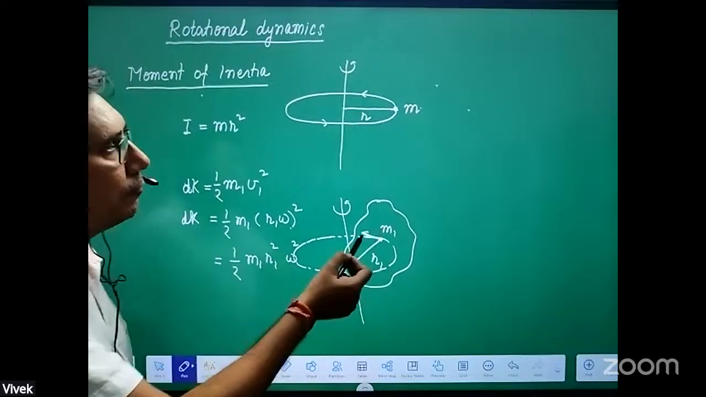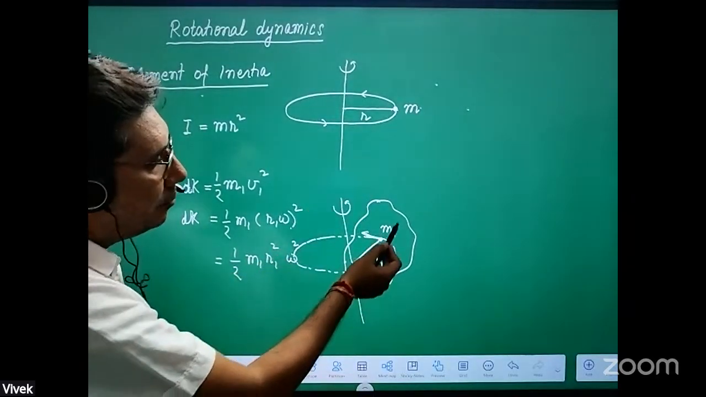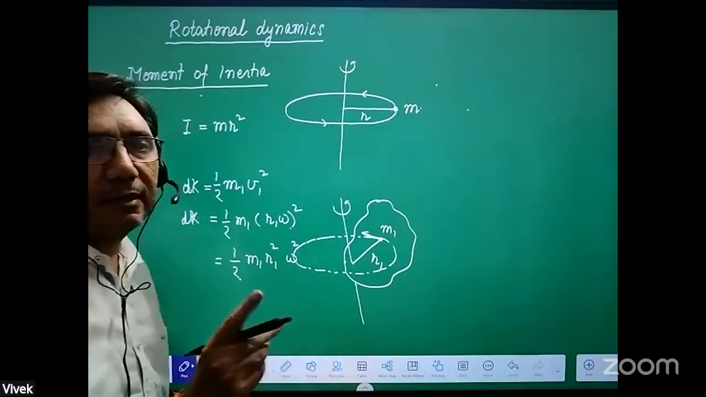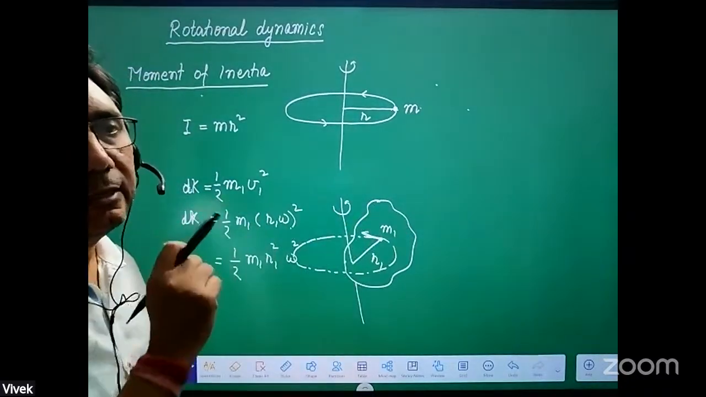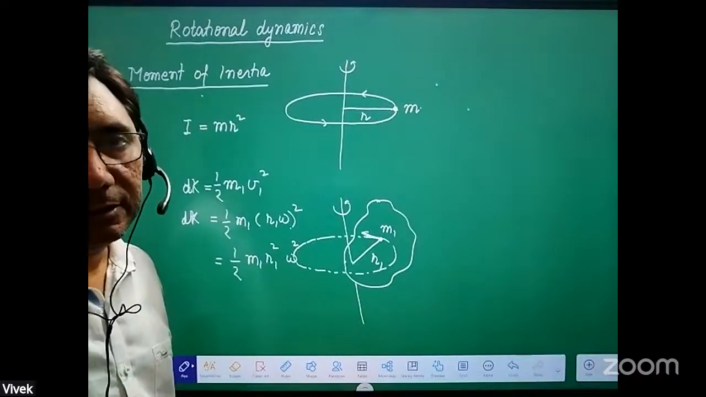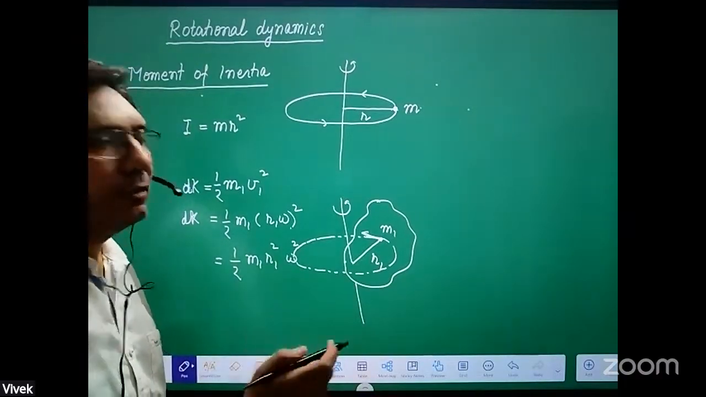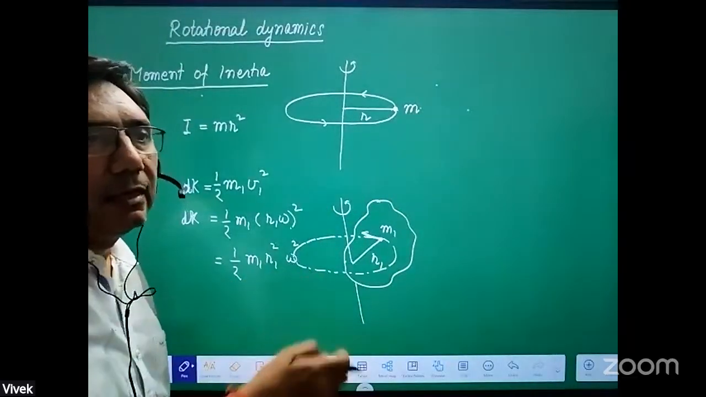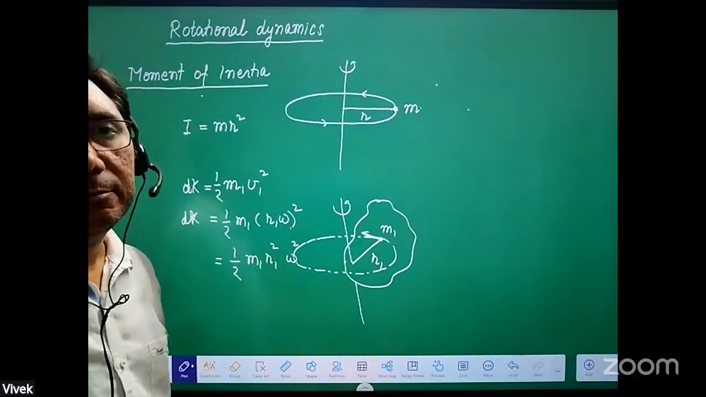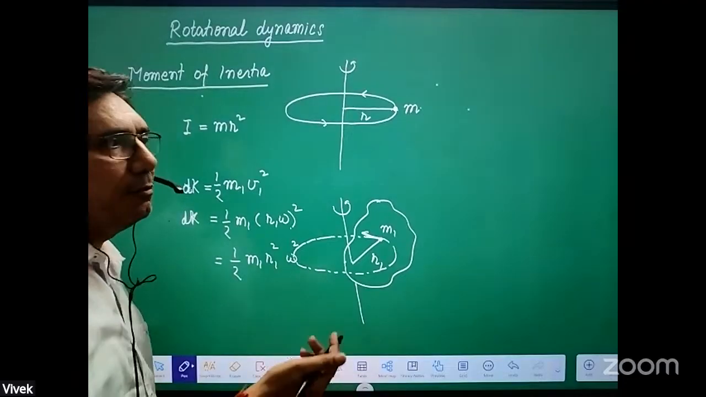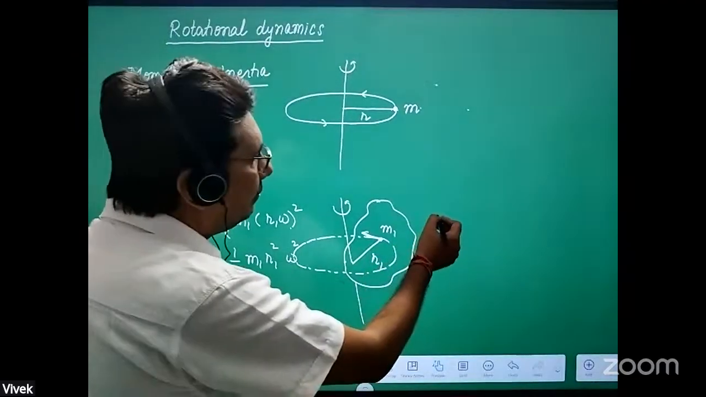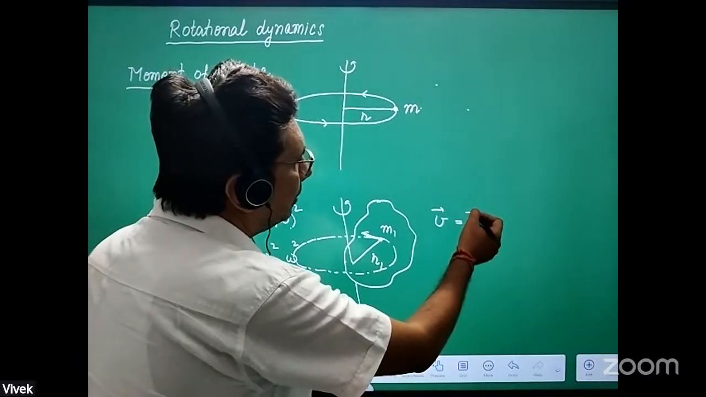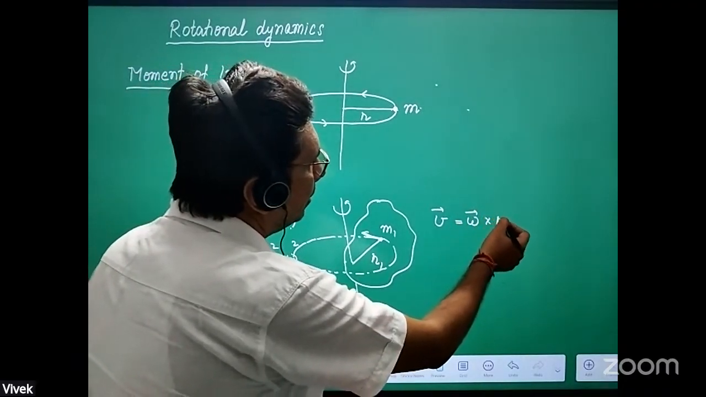Here, in case of rotational motion, if you are having a rigid body, then try to understand each and every particle is going to have the same angular velocity. If this object is rotating about this axis, then angular velocity will be the same. However, velocity will be different here because velocity v will be equal to omega cross r.